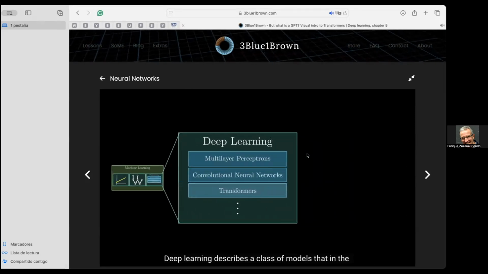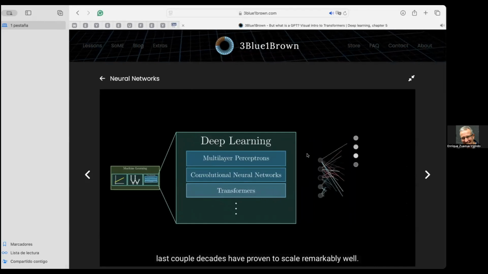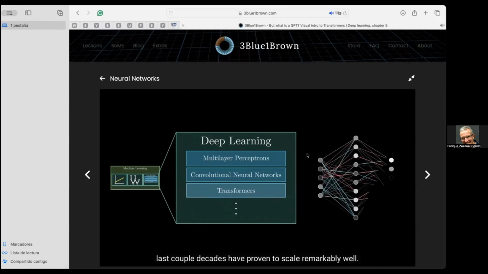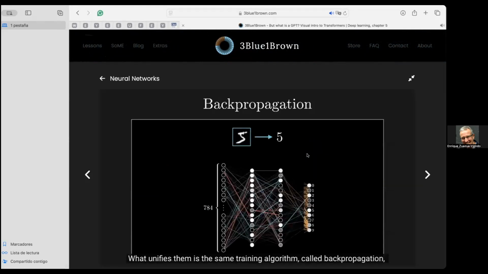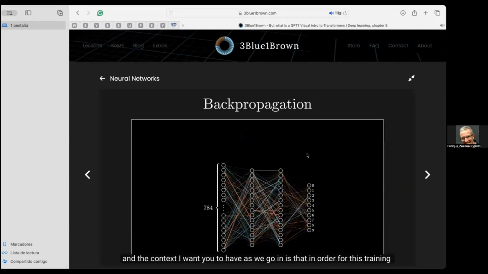Deep learning describes a class of models that in the last couple decades have proven to scale remarkably well. What unifies them is that they all use the same training algorithm. It's called backpropagation. We talked about it in previous chapters.